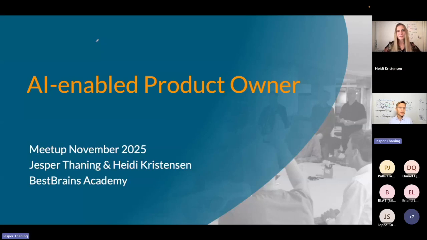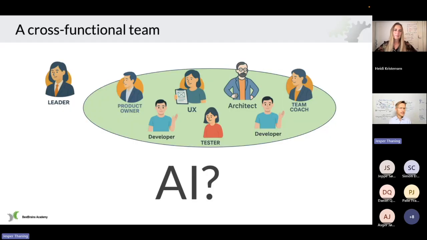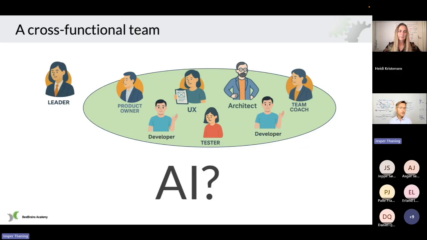Yes, so welcome to this afternoon where the topic is AI-enabled product owner. And we have a lot of things to share with you. The reason we have these meetings is because we want to inspire you in terms of how you can apply AI, not just on the individual level, because many of us are using AI just individually, but we also want to see it in a cross-functional team context. So how can AI be used in a cross-functional team?